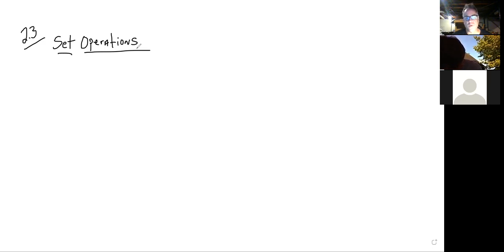So the ones we're going to look at today we'll consider to be binary operations, in that we will take two sets, combine them by a certain operation, and get a third new set. All right, so the first one: intersection.